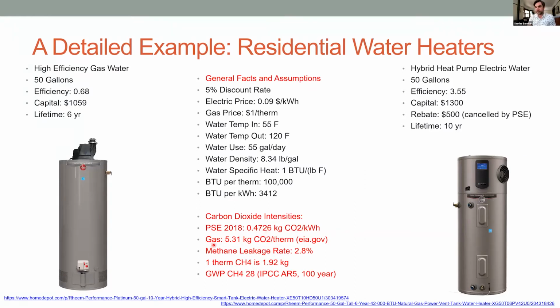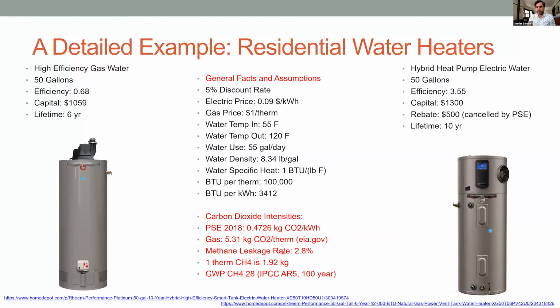All right, so gas carbon intensity is just from EIA.gov. It's 5.31 kilograms CO2 per therm. So if you burn a therm of gas, if you burn 100,000 BTUs of gas, you pump 5.31 kilograms CO2 into the atmosphere.